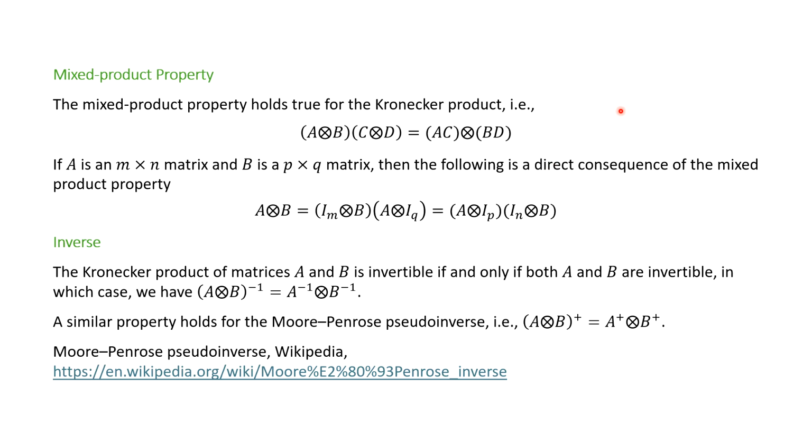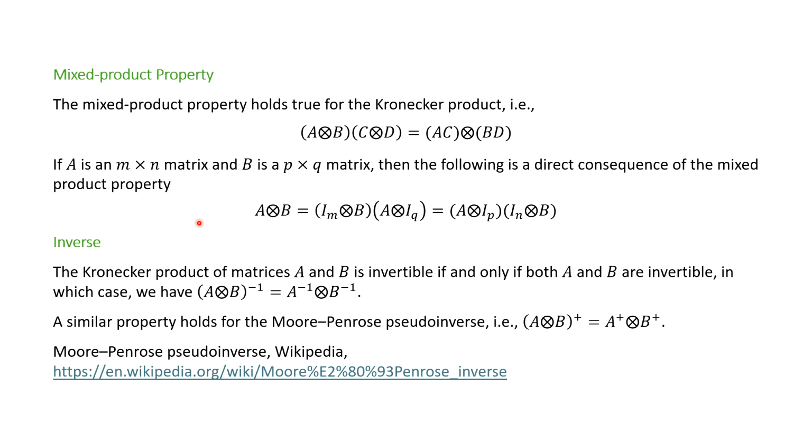As an exercise, you may want to try proving these for just 2x2 matrices, not necessarily this one, but any of the properties we've mentioned. Once we have this, then this property follows. A Kronecker B equals the identity Kronecker B times A Kronecker the identity matrix of the appropriate size, and you can do that in either order, and you'll see how this gives you this here. Okay, so we've actually proved something given this property.